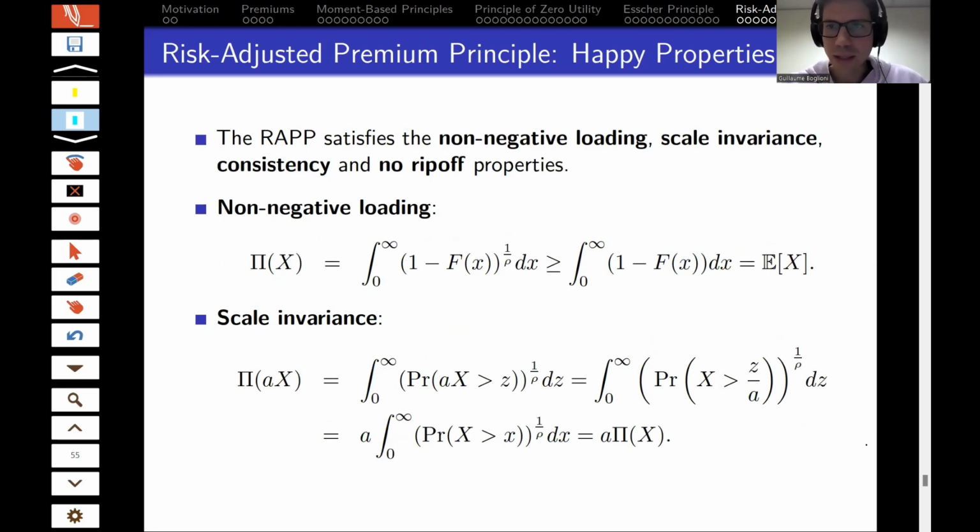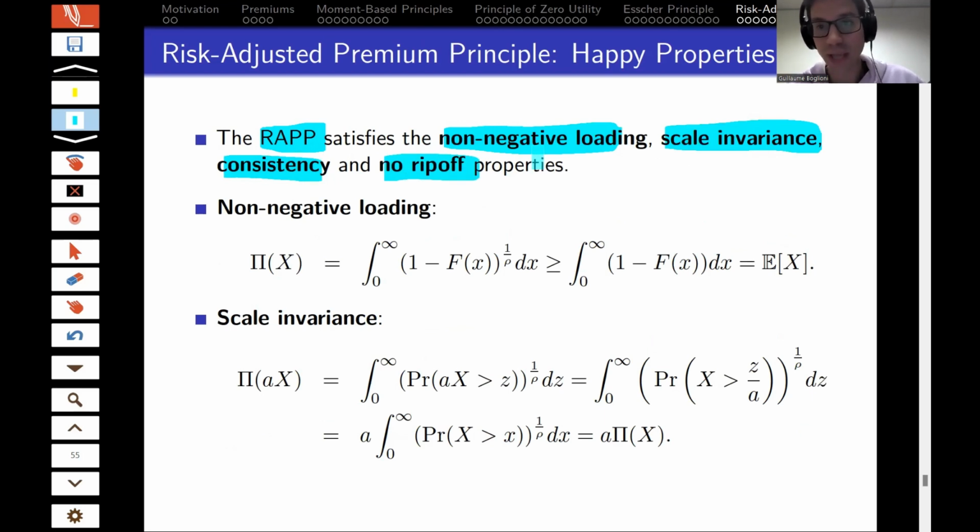Okay, then let's have a look at the axioms or desirable properties. Now, spoiler, the risk-adjusted premium principle satisfies 4 out of 5. Okay, so non-negative loading, scale invariance, consistency, no ripoff. It does not satisfy additivity. Those are really simple to check, so let's go over them.